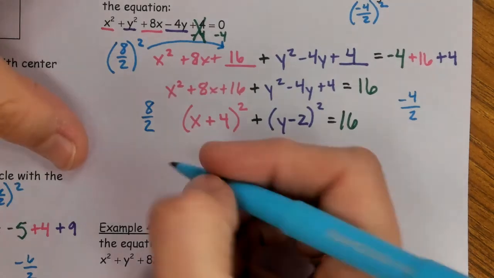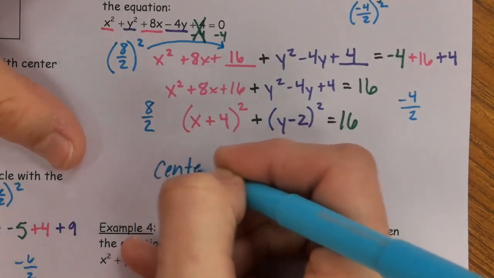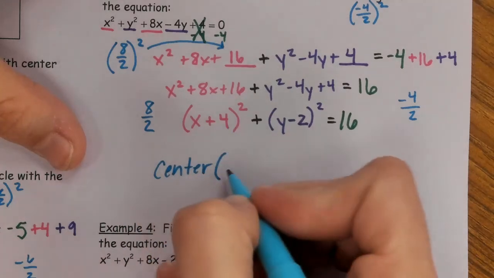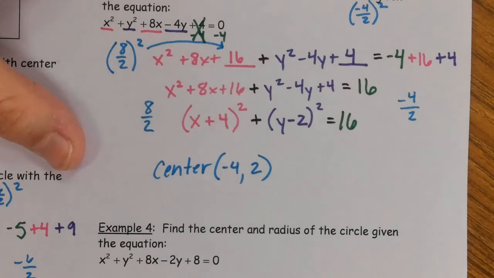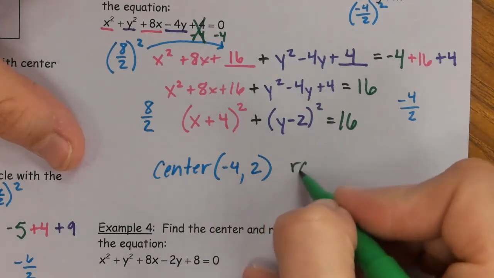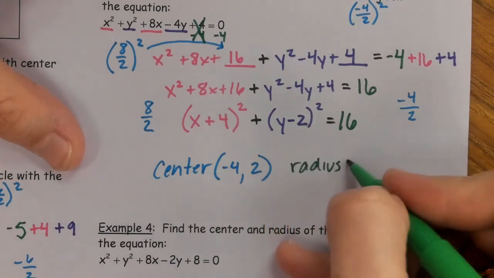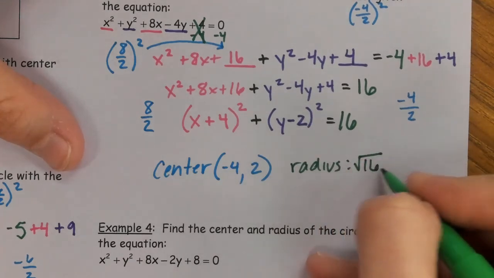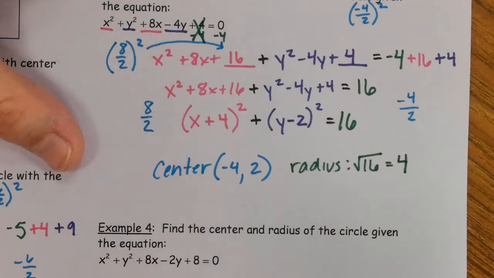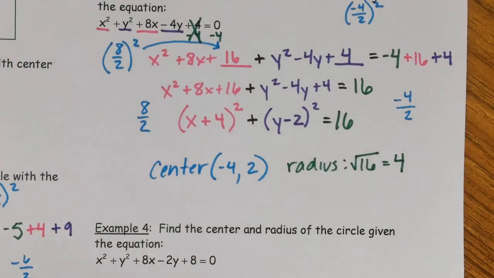We'll find our center. Negative 4, opposite, positive 2. Our radius will be the square root of what we have over here of 16, and we got lucky, we had a perfect square, so your radius is 4.